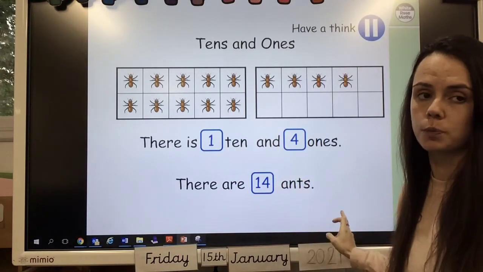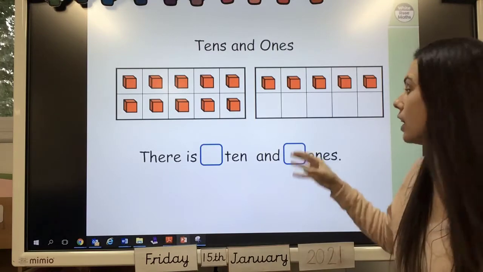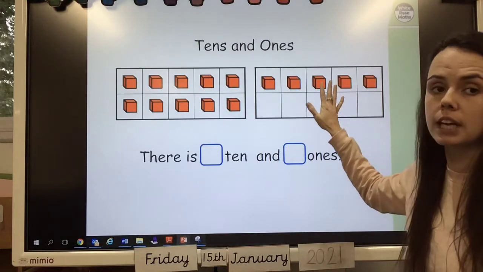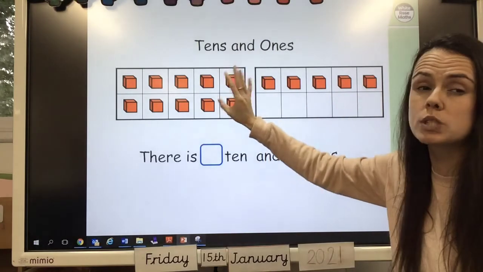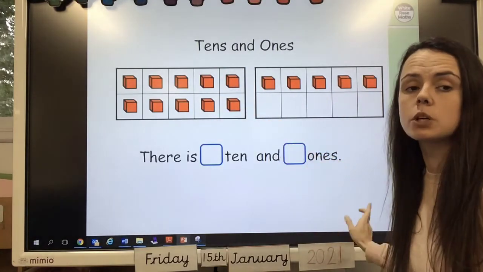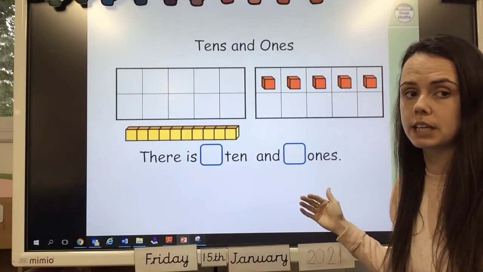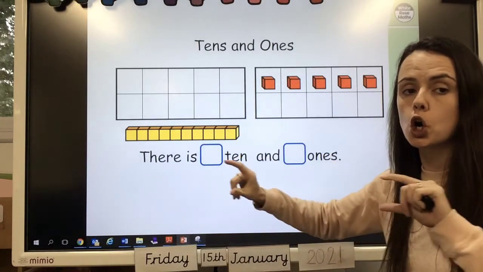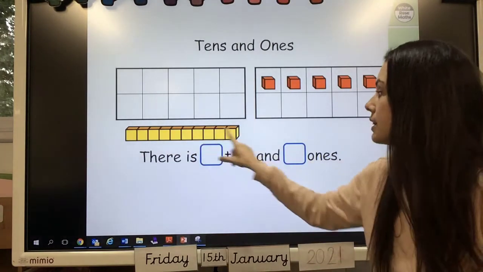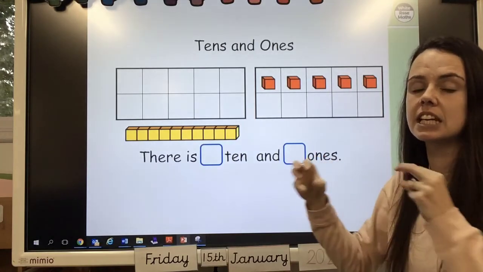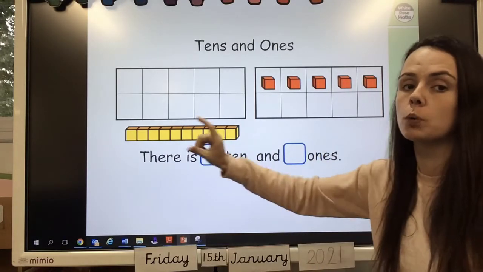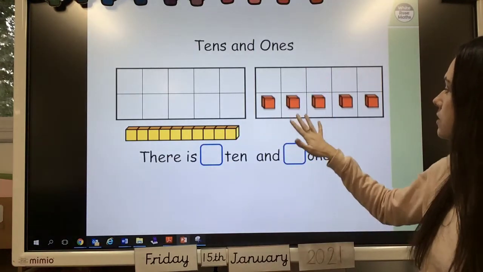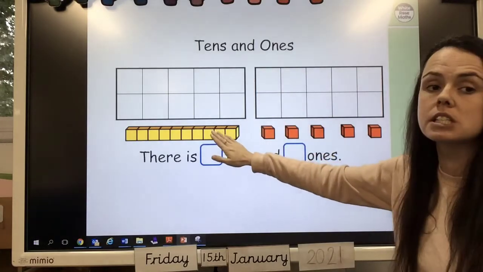14 ants in total. Now here I've got cubes. So we've got 10 cubes here and 5 cubes here. Now sometimes it's really tricky to hold 10 cubes on their own. So what we might do is just bring them all down and connect them together. So then you've got a set of 10 along here. So if you ever see a long stick of cubes like this, that is 10. Instead of having 10 individual ones, which take forever to count, we've got a long stick of 10 instead. So a long stick of 10, and then we've got these individual ones. So how many sticks of 10 have we got?